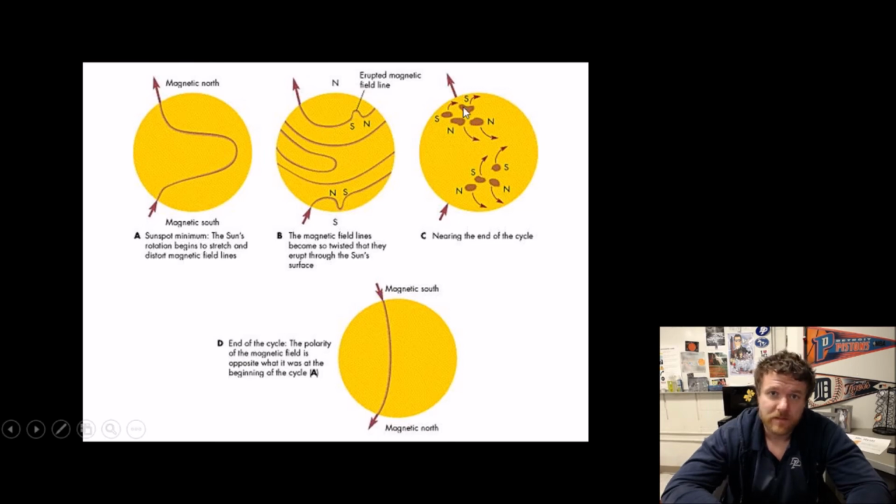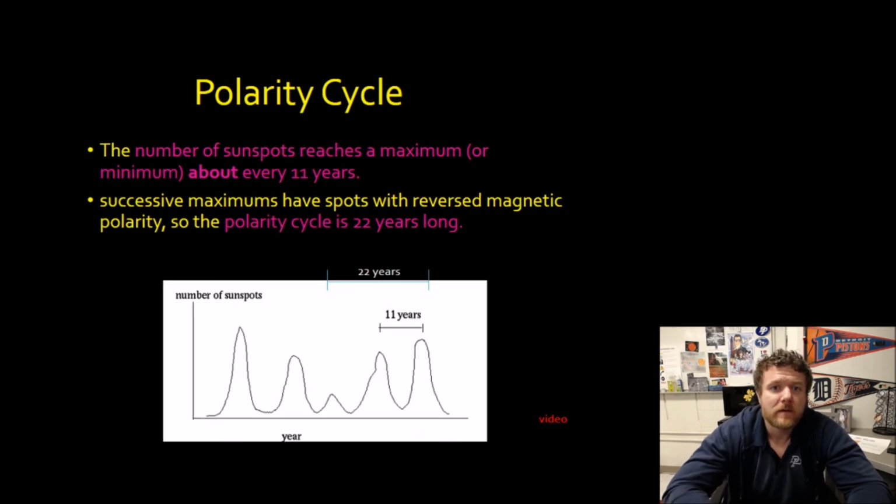That's why the magnetic field of the sun switches after there's a whole bunch of sunspots. We call that the polarity cycle, meaning the North Pole is at the top, then it goes to the bottom, then back to the top. If it takes 11 years to switch, and 11 years to switch back, the polarity cycle happens over a 22-year cycle.